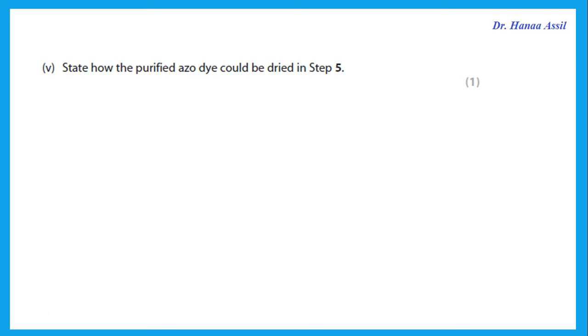State how the purified azo dye could be dried in step 5. Well, how do we dry a solid? Usually it is much better to dry it between filter papers. Remember, you can say in an oven, but the oven has to be at a very low temperature, and it's always not a good idea to say dry in an oven because most crystals will decompose or break down when put in an oven.